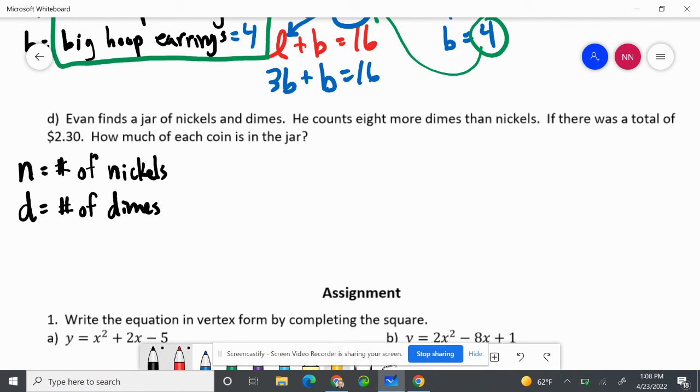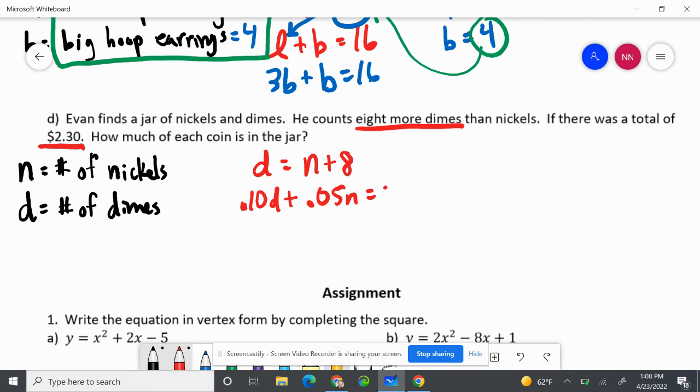So when I'm writing my equation, for the first one, it says 8 more dimes than nickels. So if I have the dimes, and if there's 8 more, then I take the nickels and I add 8. It tells me there's a total of $2.30. A dime is worth 10 cents, and a nickel is worth 5 cents. And that gives me a total of 2.30. Now, I'm going to times everything by 100, and that basically drops the decimals. That makes it a little bit easier for me since I don't want to work with the decimals.